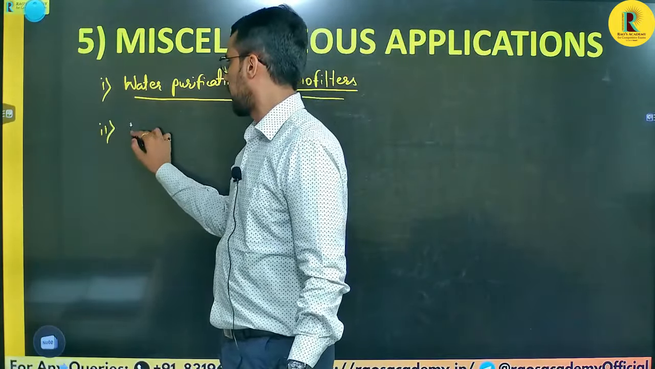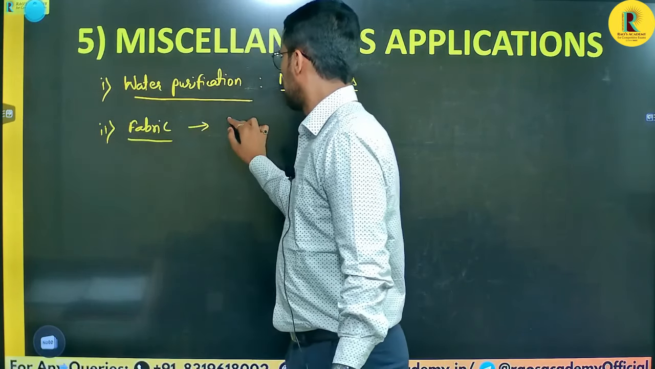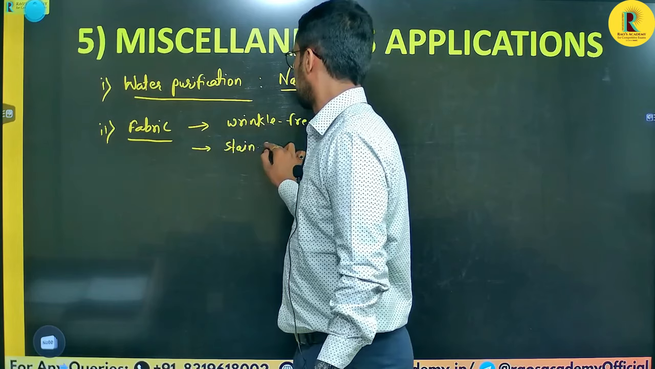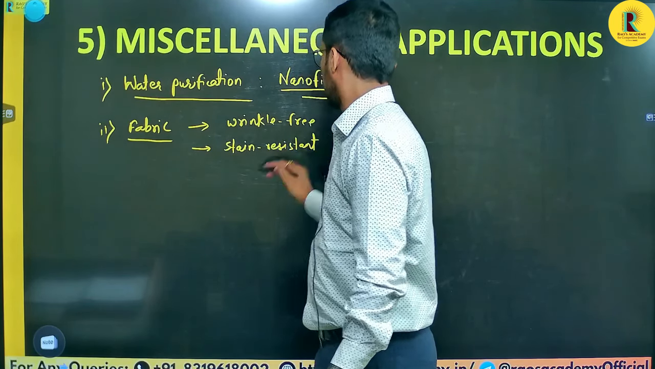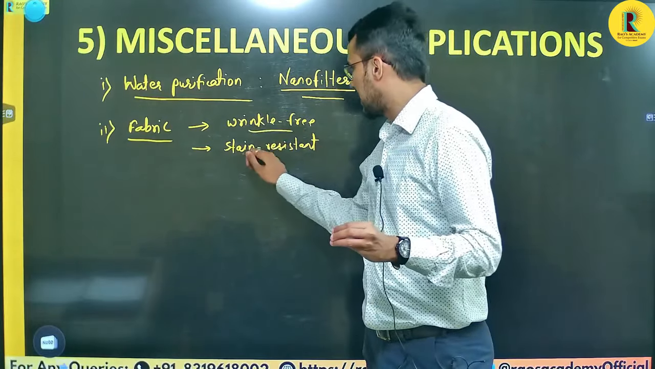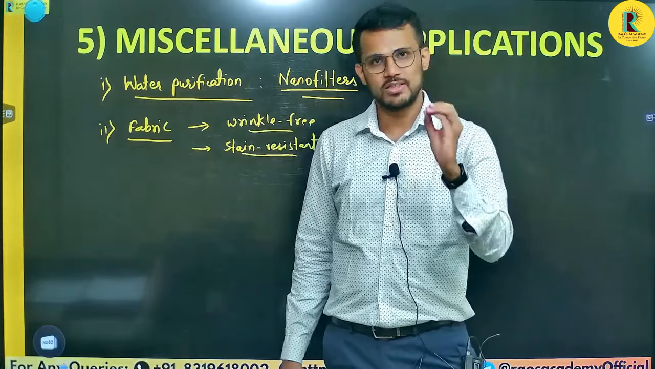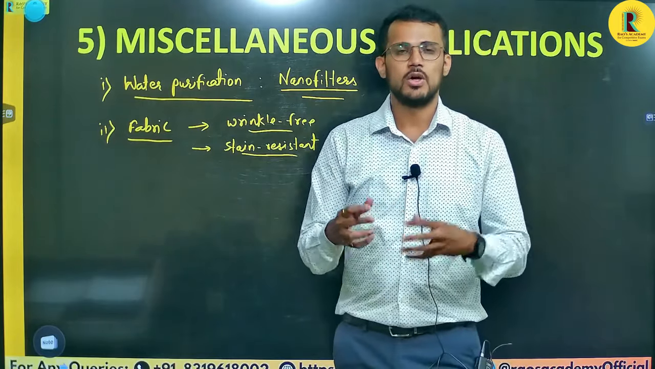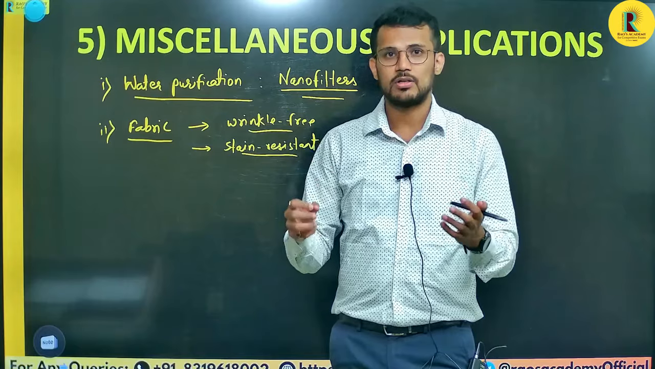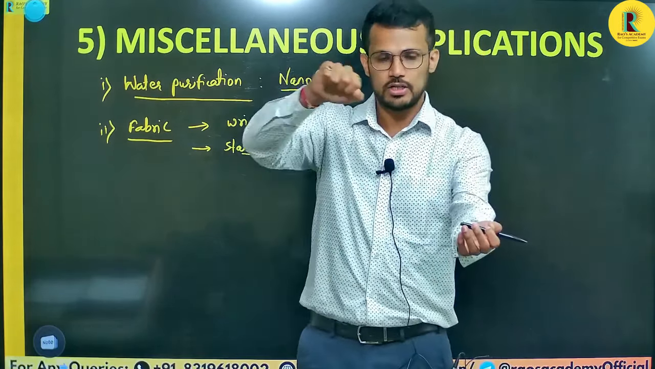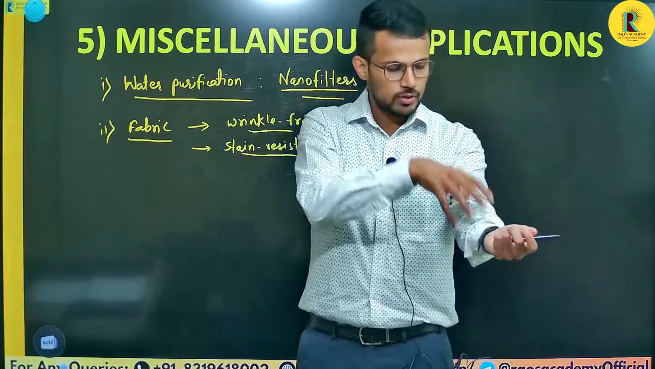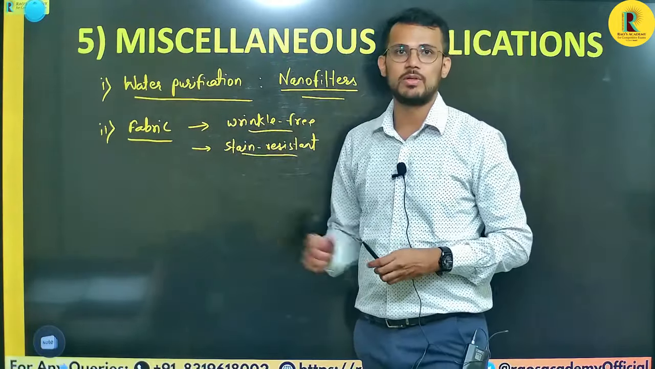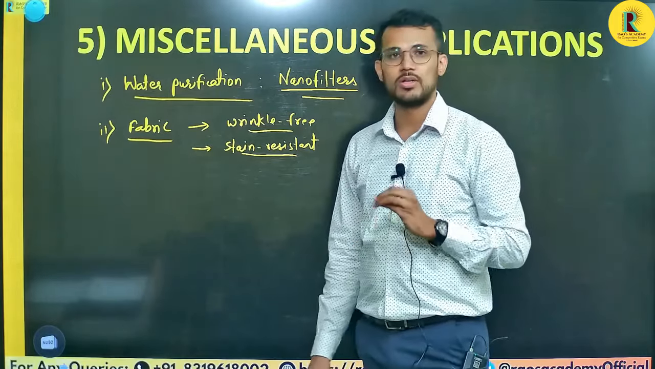Second, in the production of fabric that is wrinkle free, stain resistant. Fine. So in order to produce wrinkle free and stain resistant fabric, we are using nanotechnology, and this use is already there. You must have seen Shark Tank. In Shark Tank, there was one person who came to pitch for his product, and that product was a shirt, and on that shirt he demonstrated he poured some coffee, but that coffee could not stick to the cloth. It flew down, and that's why such stain resistant clothes can be developed with the help of nanotechnology. Right, so that is also one of the important applications.